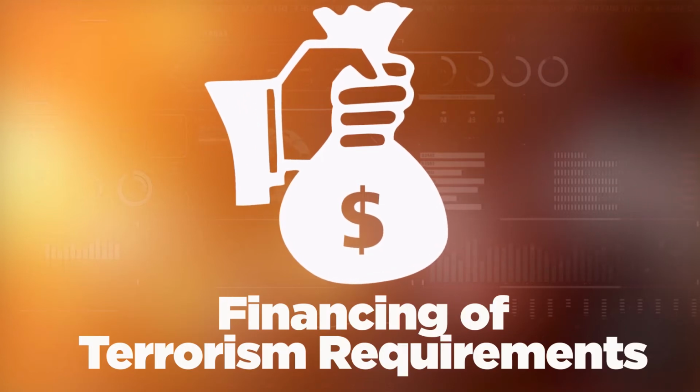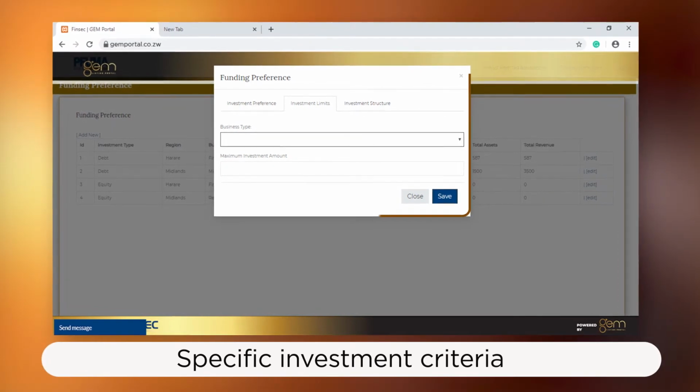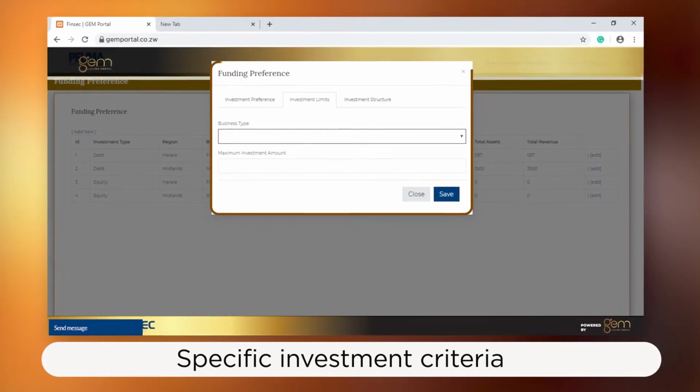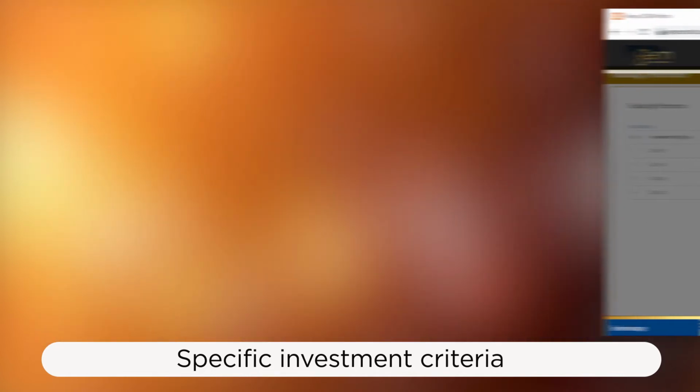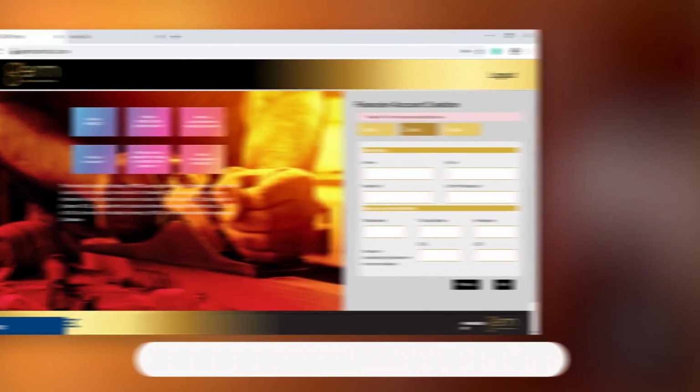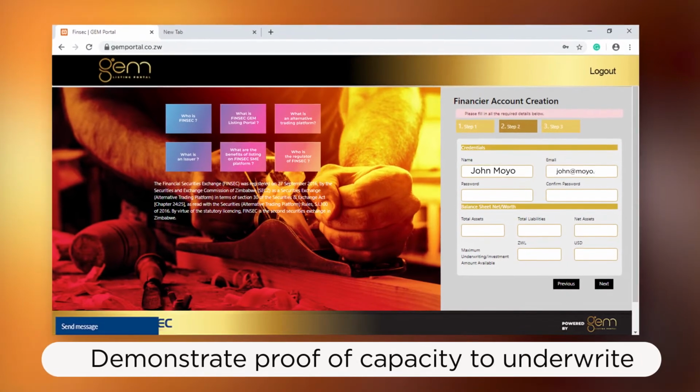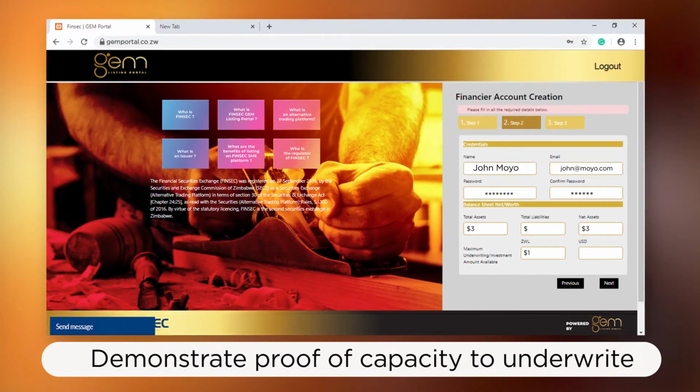The platform enables qualified investors to set their specific investment criteria, such as business size, location, sector, value, security type, and others. The qualified investor or underwriter will be required to demonstrate proof of capacity to underwrite the investment opportunity.